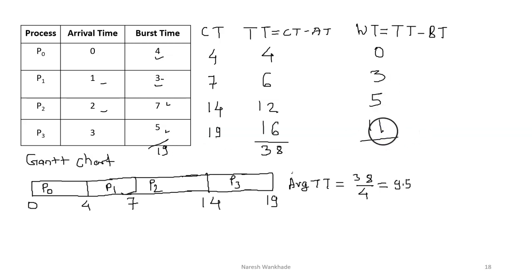So total is 0 plus 3 plus 5 plus 11, that is 19. So average waiting time is 19 divided by number of processes, that is 4, equals 4.75. Hope you like this problem based on first come first serve scheduling algorithm.